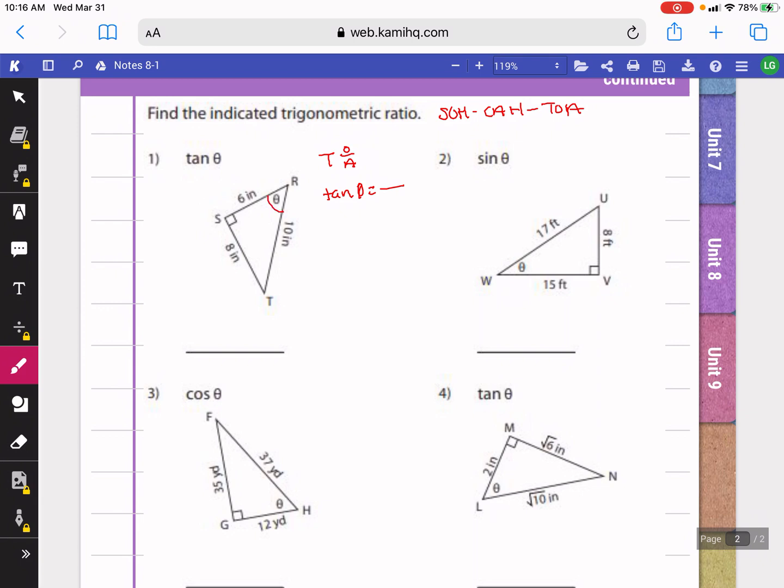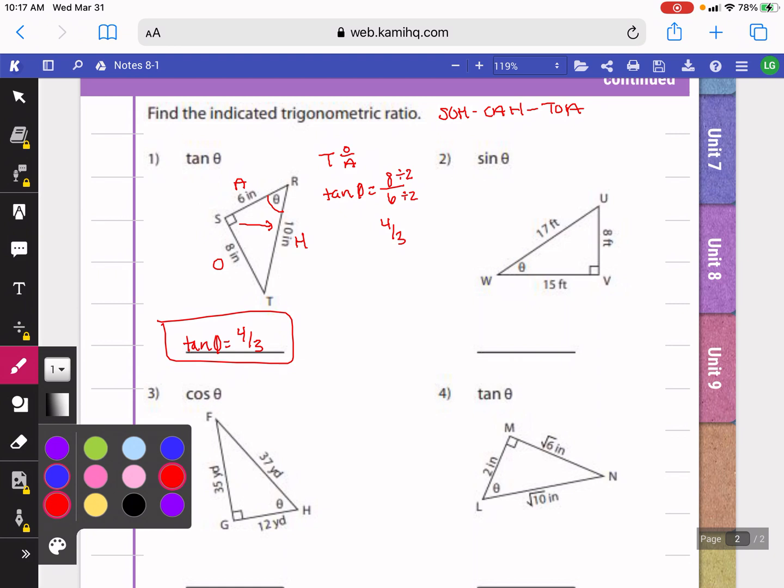So here's my angle. My hypotenuse would be the 10 inches. Adjacent would be 6 inches, and opposite would be 8 inches. So remember, in TOA, O goes on top, A goes on the bottom. And I can simplify this. If I divide by 2, it comes out to 4/3. So tan theta is equal to 4/3.